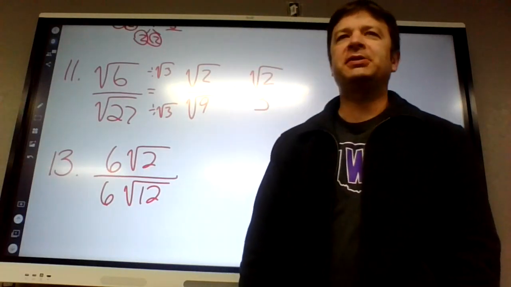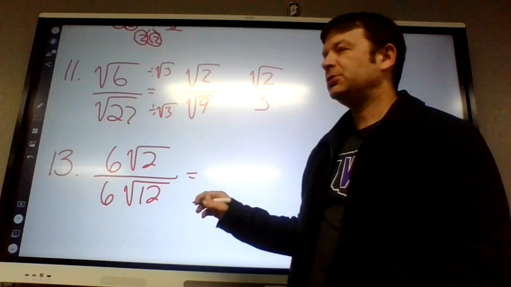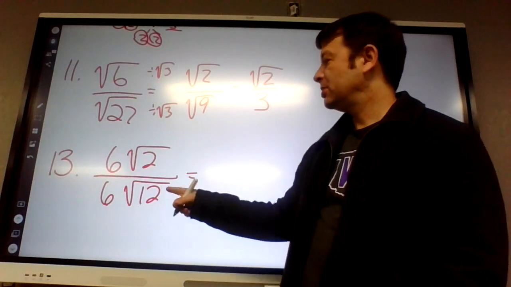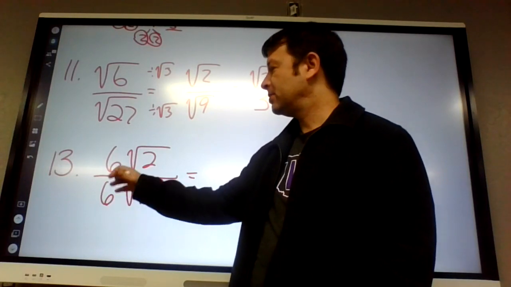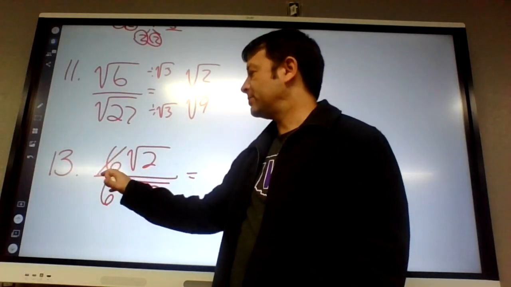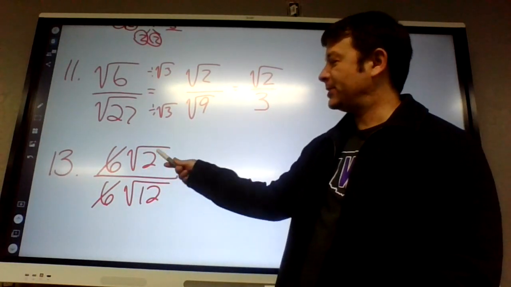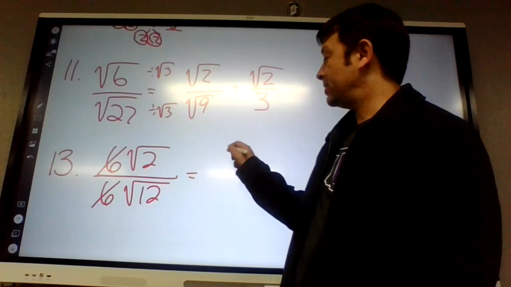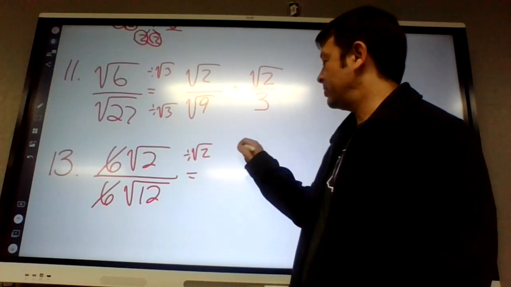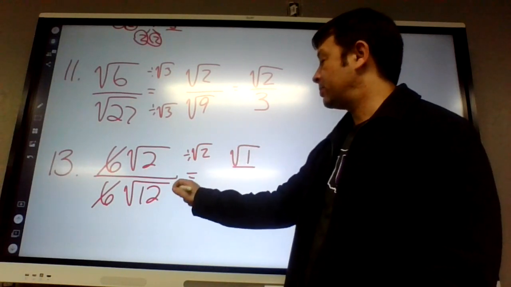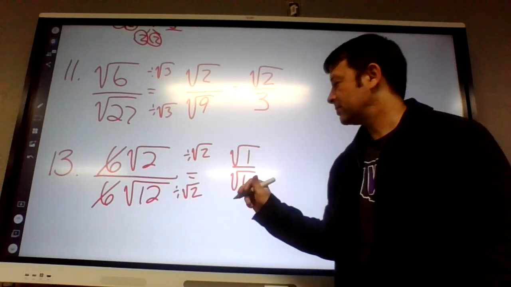Okay, what do you guys think for this one? What could I do? You can divide by 2, so like simplify it. What about these 6s? They cancel out. Okay, these both divide by square root of 2, right? Yes. So I'd get square root of 1 over square root of 6. What's the square root of 1 though?